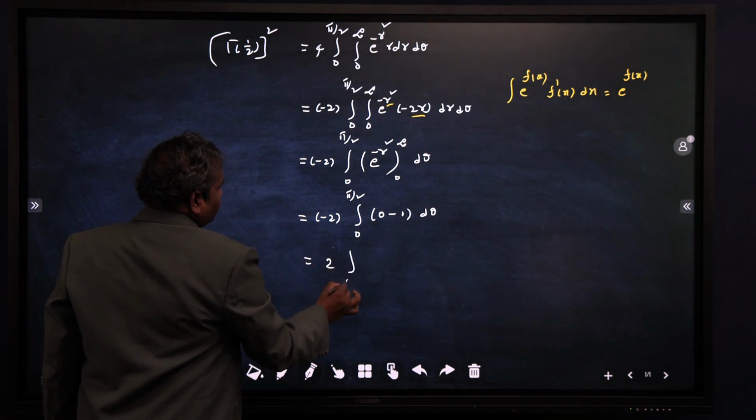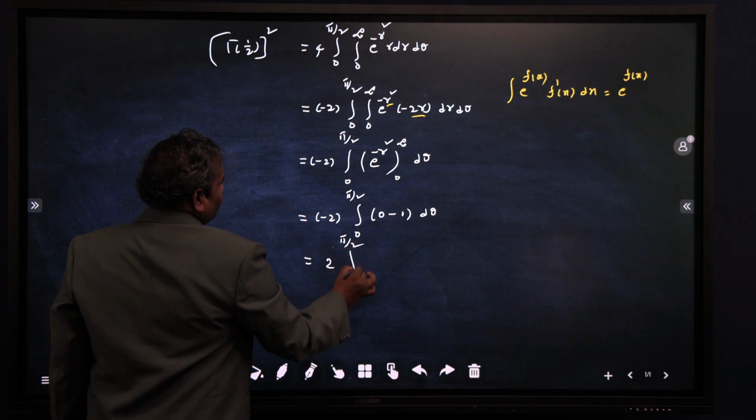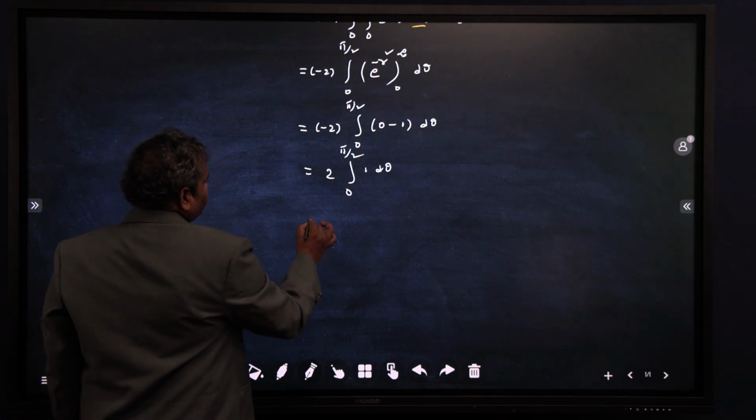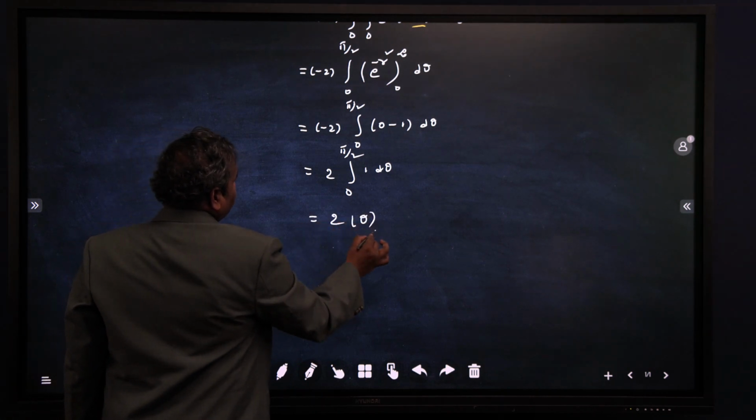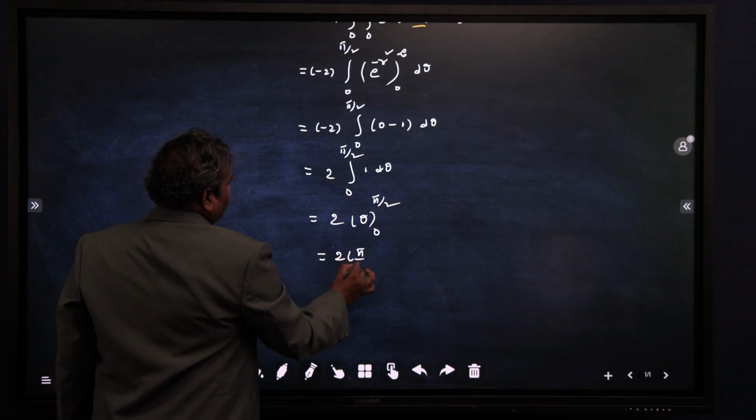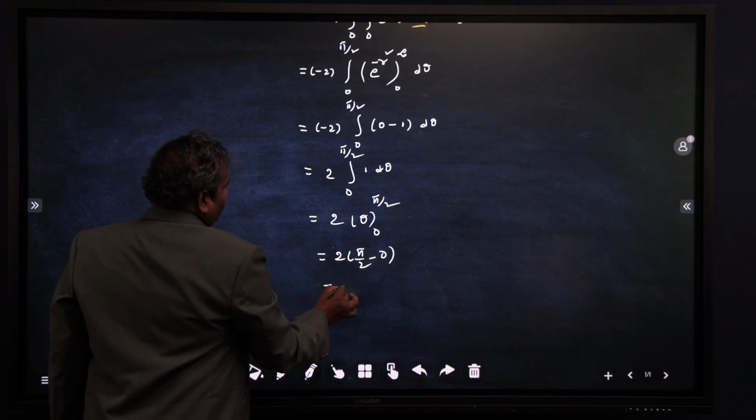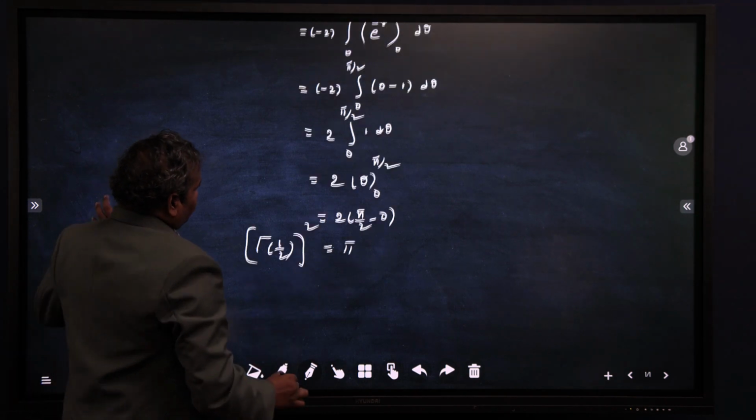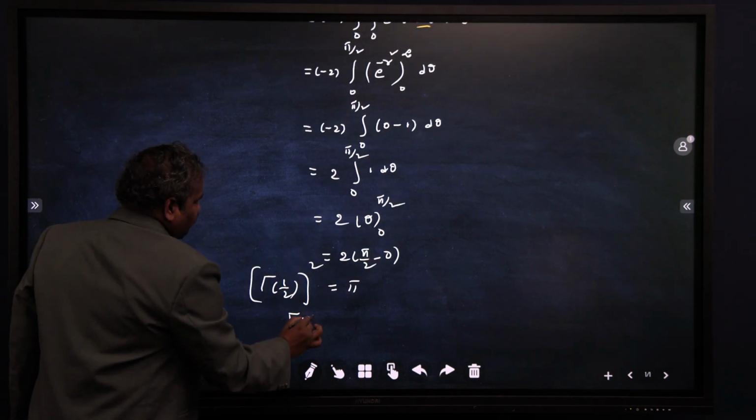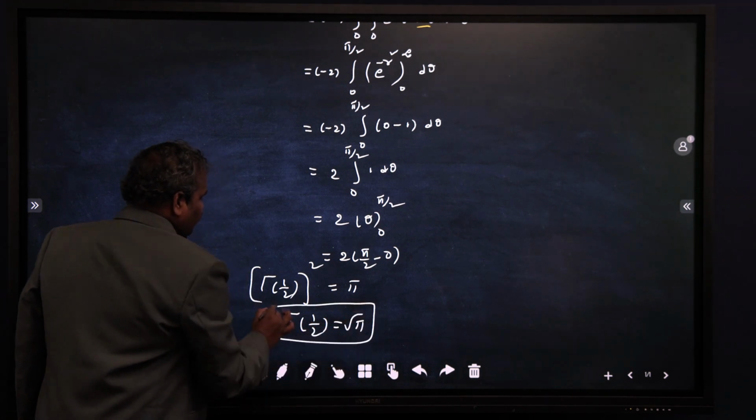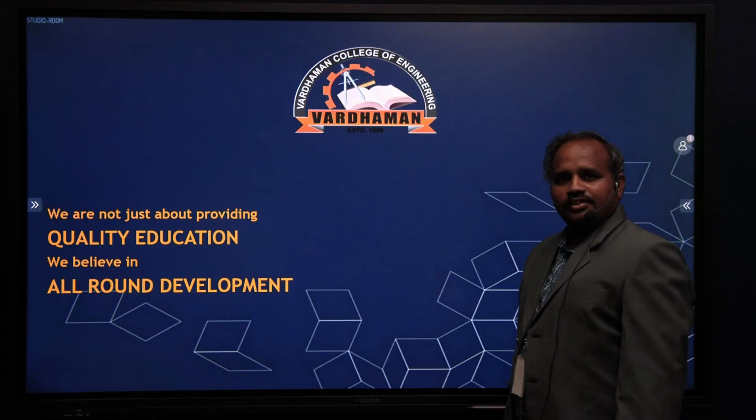2 into integral 0 to pi by 2, 1 d theta. Integration of 1 is theta, limits are 0 to pi by 2. So 2 into upper limit minus lower limit, the value is pi. Left hand side is gamma of 1 by 2 whole square. From this, apply square root on both sides. We get gamma of 1 by 2 is equal to root pi. Thank you.